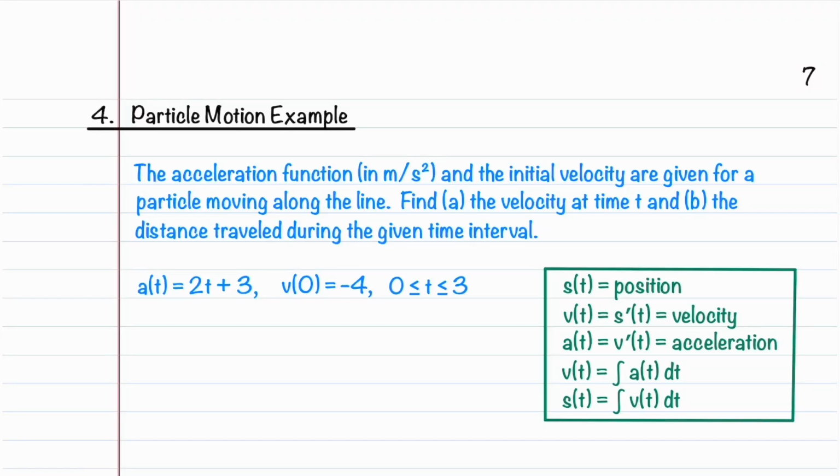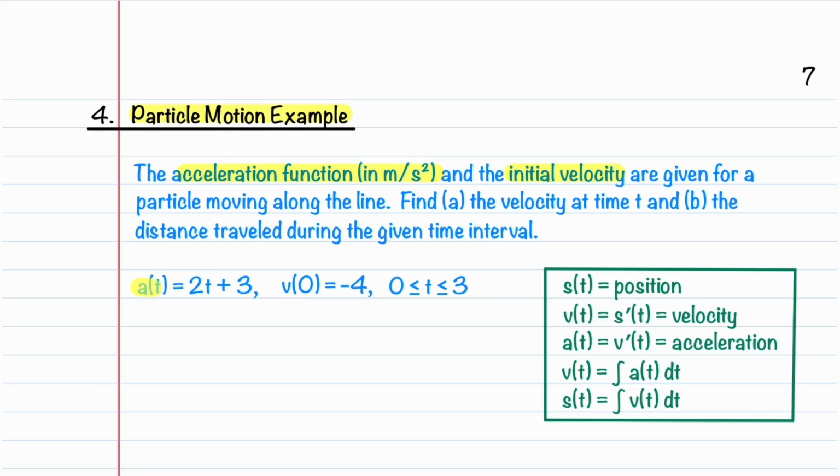We're now going to walk through a particle motion example where we're given an acceleration and need to use integration to find velocity and distance traveled. We are told that the acceleration function in meters per second squared and the initial velocity are given for a particle moving along the line.